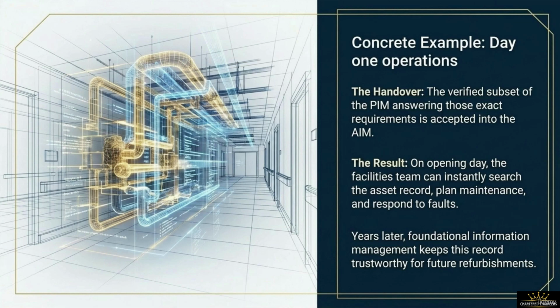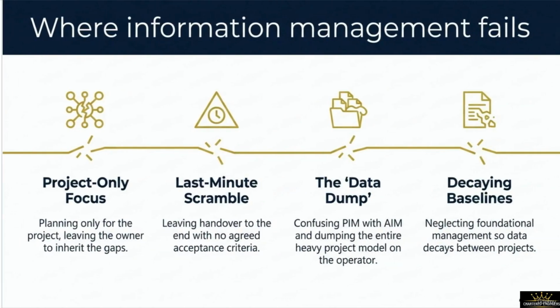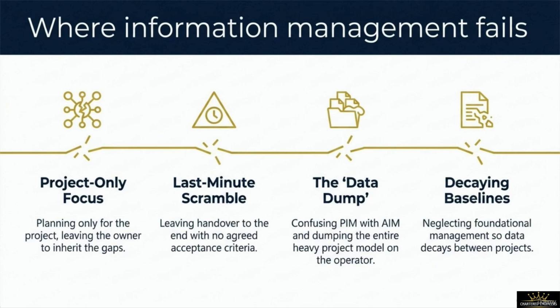Furthermore, as the years roll on, foundational information management keeps this asset record completely accurate and trustworthy, providing a perfect baseline for future refurbishments. Let's look at the failure modes we must avoid to protect this flow. To protect your organization's data assets, you must train your team to recognize the 4 primary ways that information management fails in the real world.